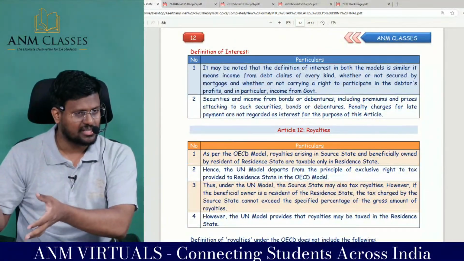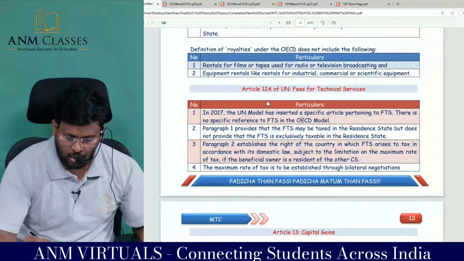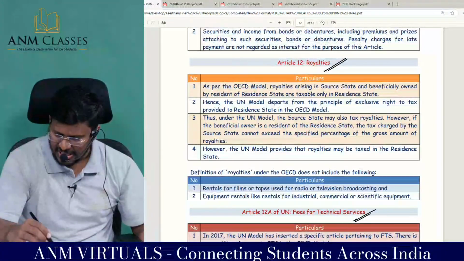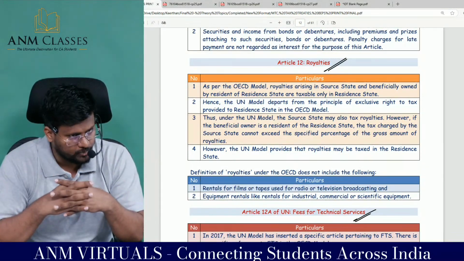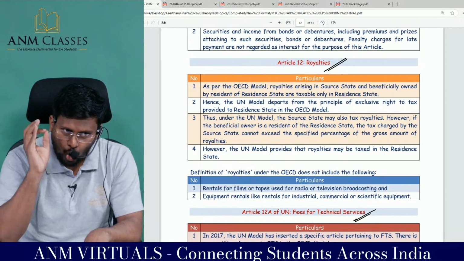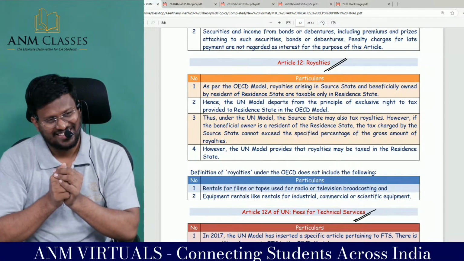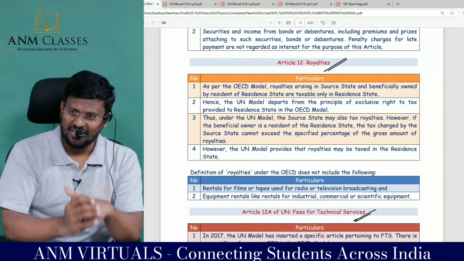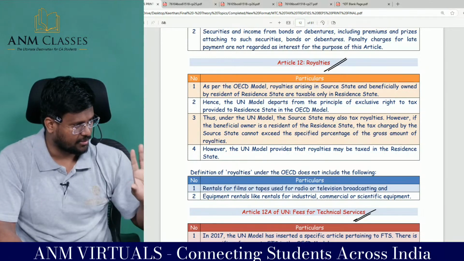Where to tax the interest? Sir, royalty. Where to tax the royalty? Fees for technical services. Where to tax the fees for technical services? This I am calling part number 2. Business profit will always be taxable where? Residence. But if you are able to prove the establishment, then the residence link will not be applicable. The source link will be applicable.